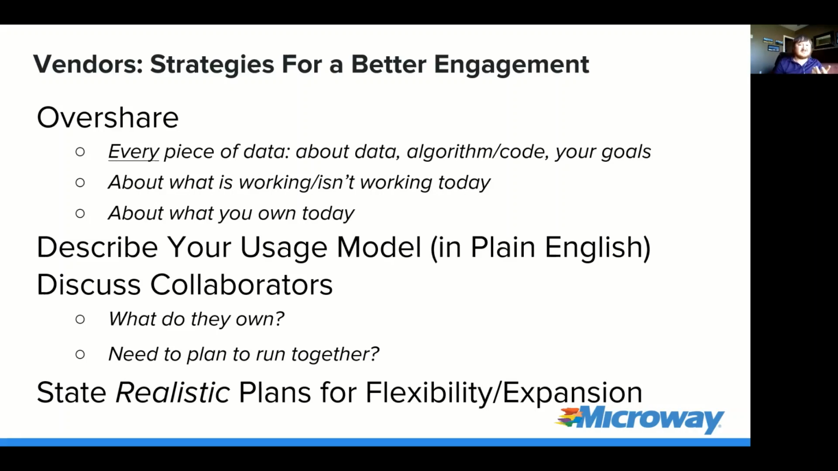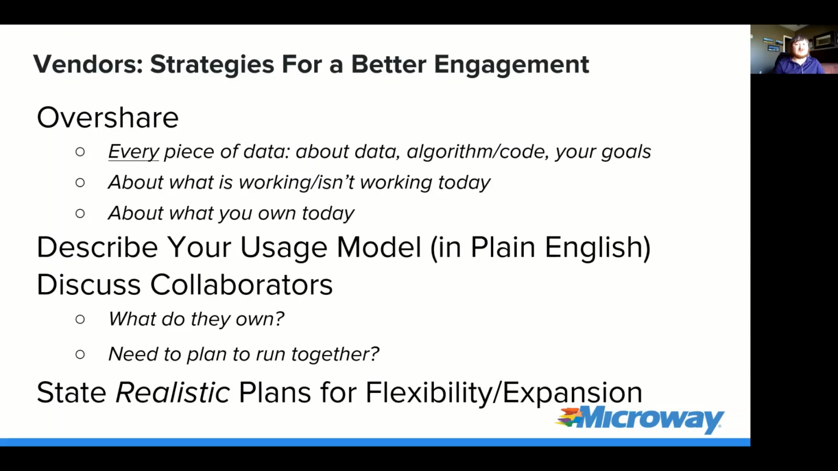Then describe your usage model. Do it in plain English. Like, how do you want to use the system? What do you think is going to be how end users log into the system? Then discuss your collaborators with the vendor. Talk about what do they own? Do you need to plan to run together?